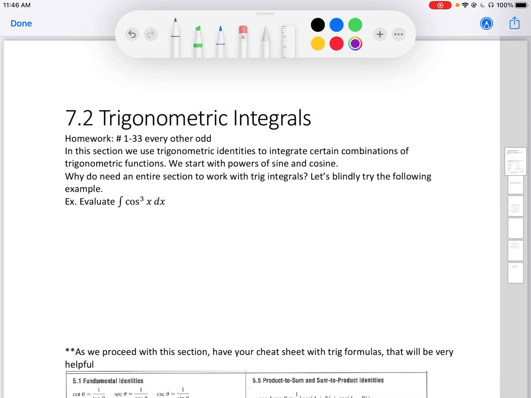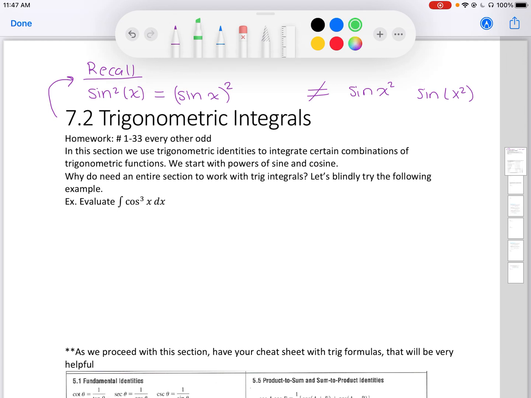Section 7.2, trig integrals. Before we begin, let me recall some notation, mainly exponents of trig functions. So we have, for example, sine squared of x. That means we're squaring an entire trig function, our sine function. So it would be the same as sine of x, squared. However, not to be confused, it is not the same as sine of x squared, which is the same thing as sine of quantity x squared.